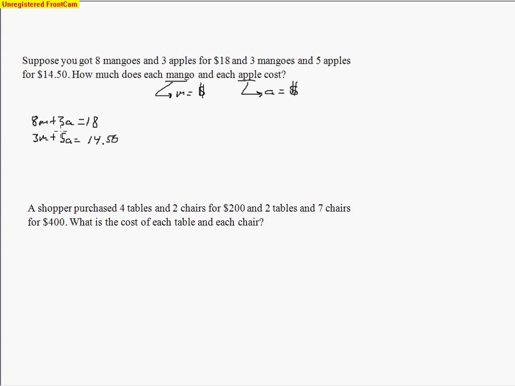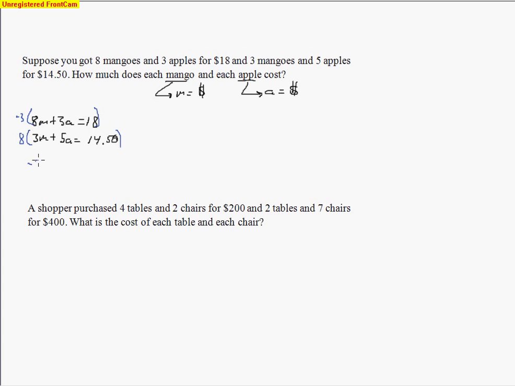So, great elimination problem. Whenever M's, A's, and constants are all lined up, elimination works really well. It's a tough one though, because we've got to multiply by a number that will end up canceling out one of the terms, so we have to multiply both. I'm going to choose to eliminate the M's this time. So I'm going to multiply this bottom equation by negative 3, and we'll multiply the top one by 8. So I'll go ahead and do that.